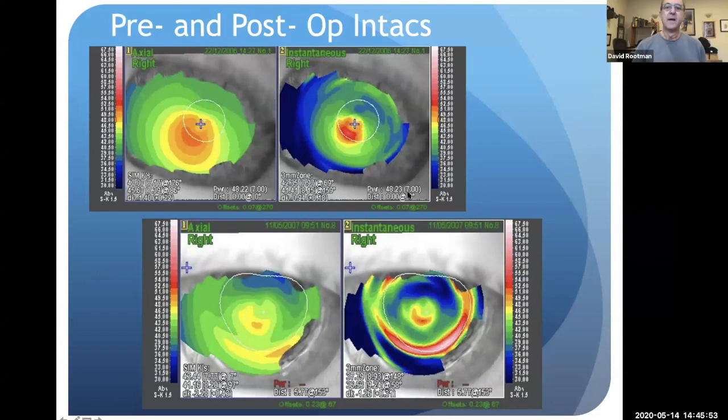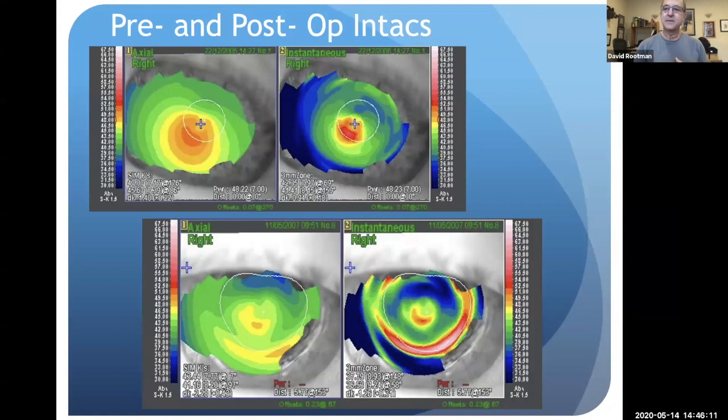Okay. And here's an example of a patient who underwent Intacs. Now we do, almost always I'll do combined Intacs with cross-linking. In 2004, we had Intacs, but we didn't have cross-linking.